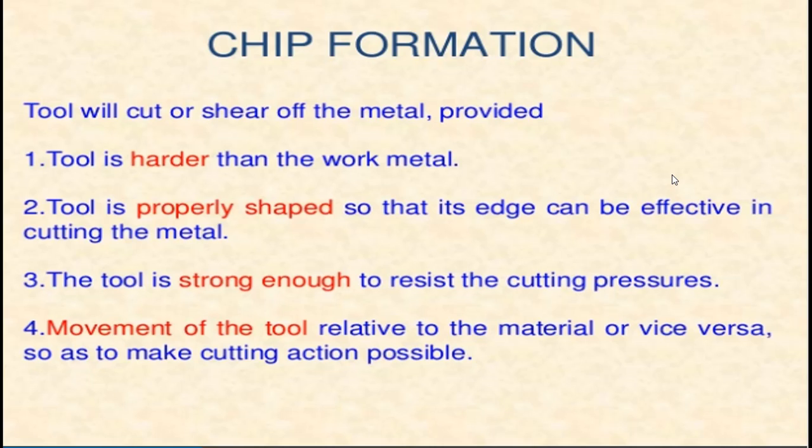Necessary conditions for chip formation include: the tool should be harder than the work metal; the tool should be properly shaped so that its edges can be effective in cutting the metal; third, the tool should be strong enough to resist cutting pressure so that it will not fail; and last, there must be movement of the tool relative to the workpiece or vice versa to make the cutting action possible.